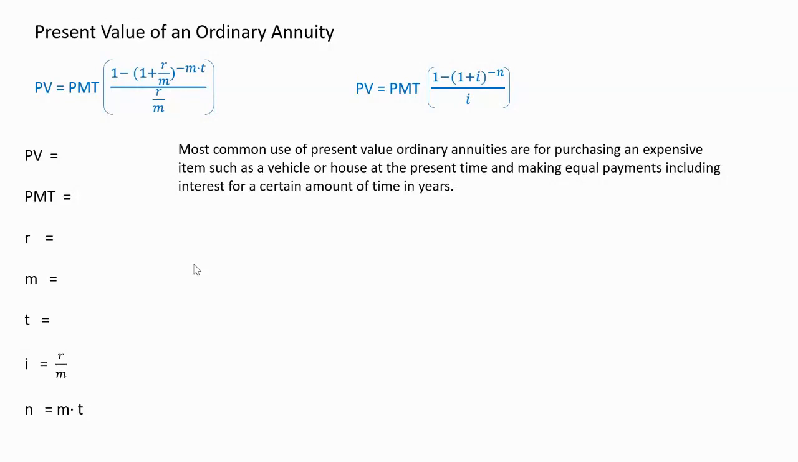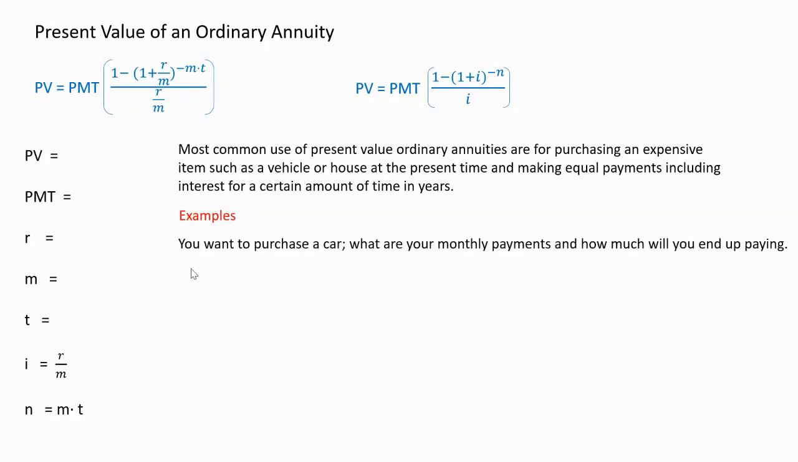The most common use of present value ordinary annuities is for purchasing an expensive item such as a vehicle or a house at the present time and making equal payments, including interest, for a certain amount of time. Examples: you want to purchase a car. What are your monthly payments and how much will you end up paying?